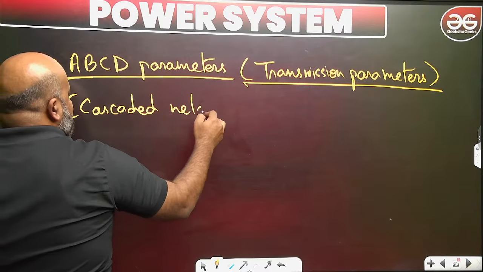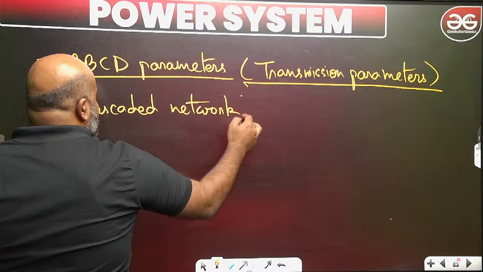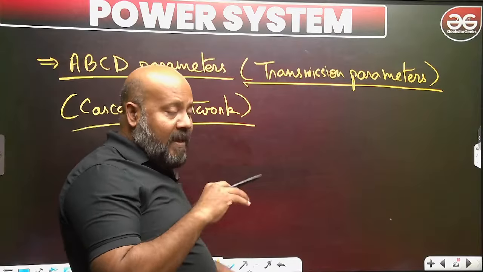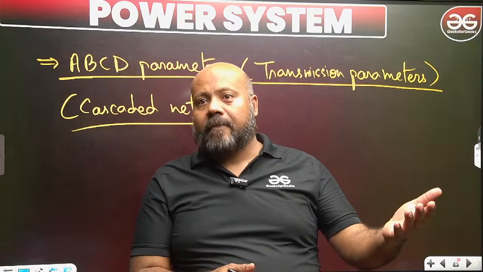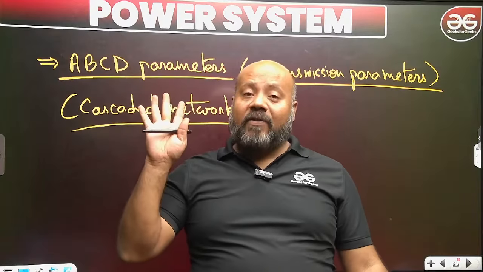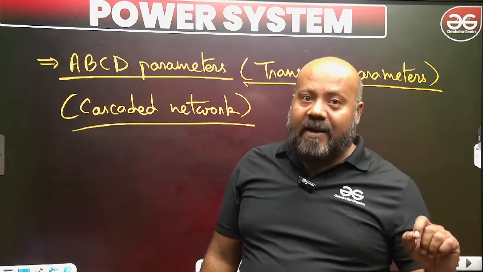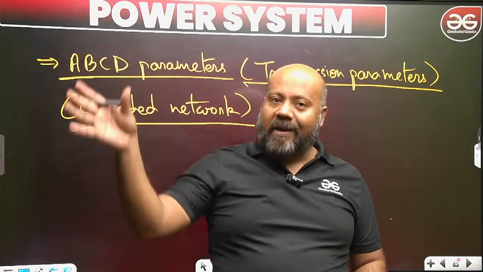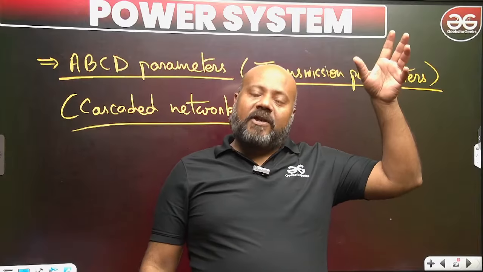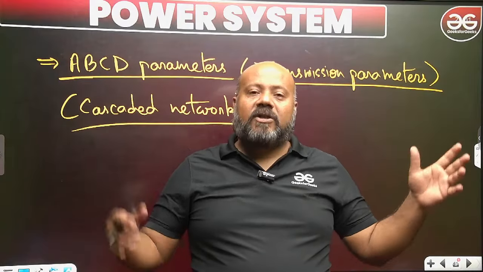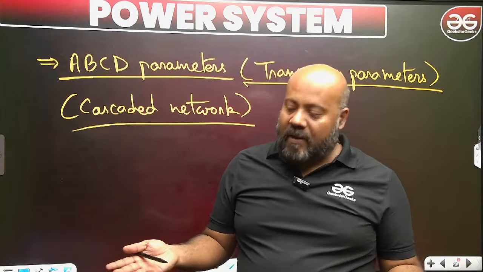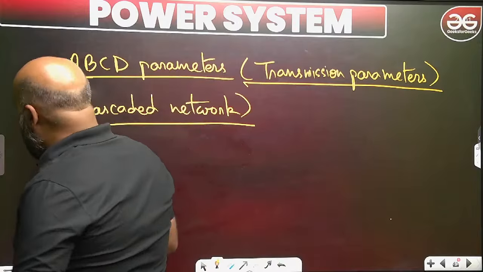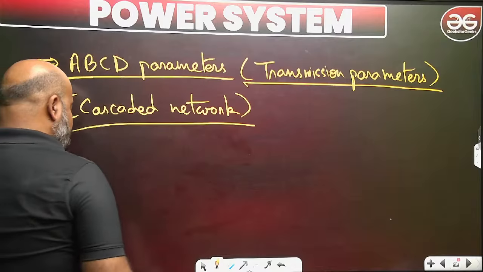Cascaded network. Sir, what is a cascaded network? Cascaded network means when the output of one network becomes the input of another network. In that case, you can write the ABCD parameters for one network and the ABCD parameters of the second network and just multiply them, and you will get the equivalent ABCD parameters of the combined network. That is very useful for cascaded networks, yes or no?